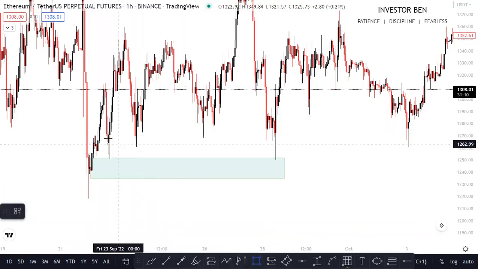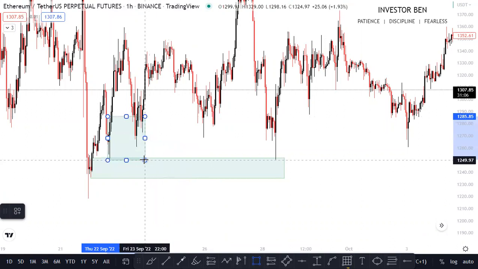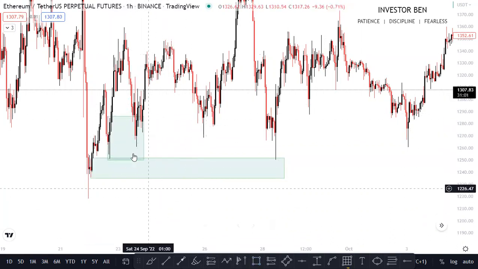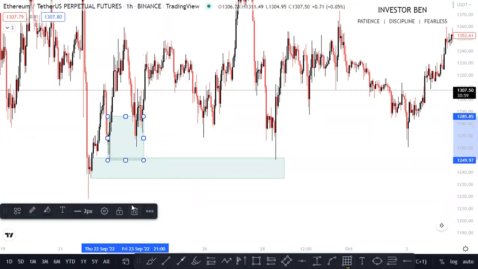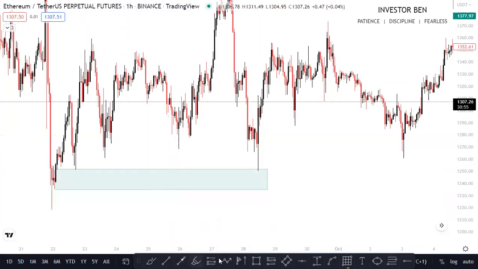Even at this one here, we had an order block at this point, a full order block. If I'm going to mark it up, we had a full order block. Price reacted to this order block before going to the upside, right?